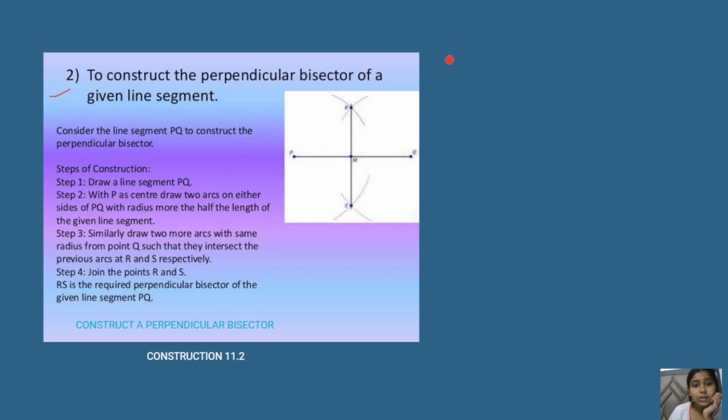Right, so to construct the perpendicular bisector, before moving ahead, what we have to know is what a perpendicular bisector is. You know, a bisector is something which divides into equal parts. So a perpendicular bisector is a 90-degree angle making two equal parts.